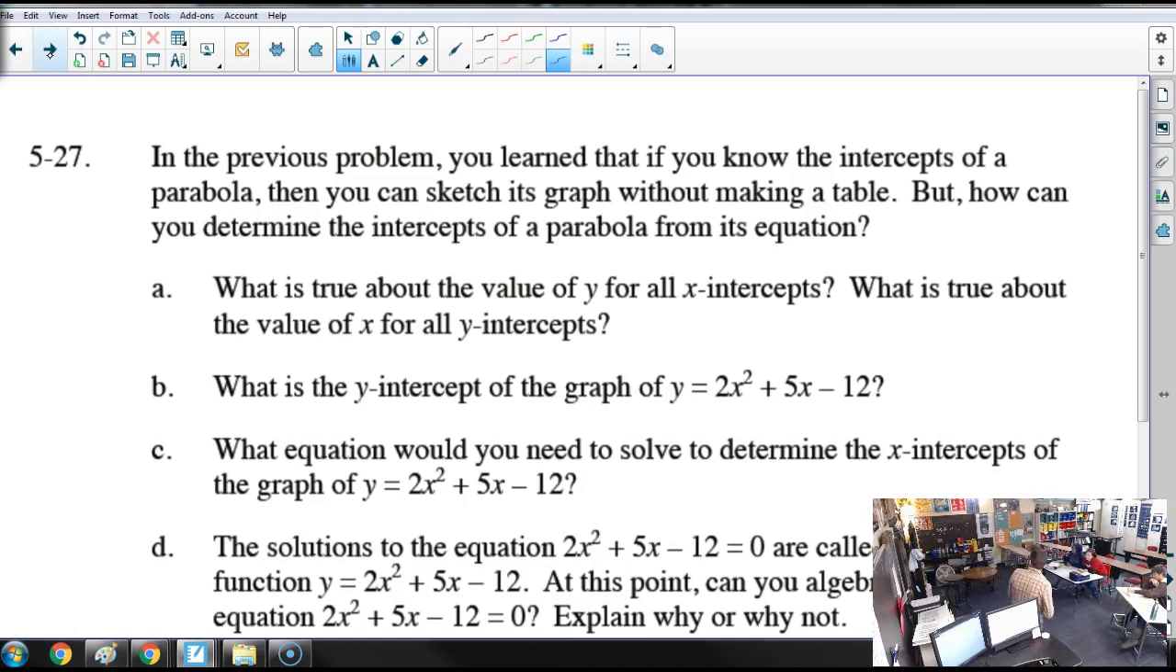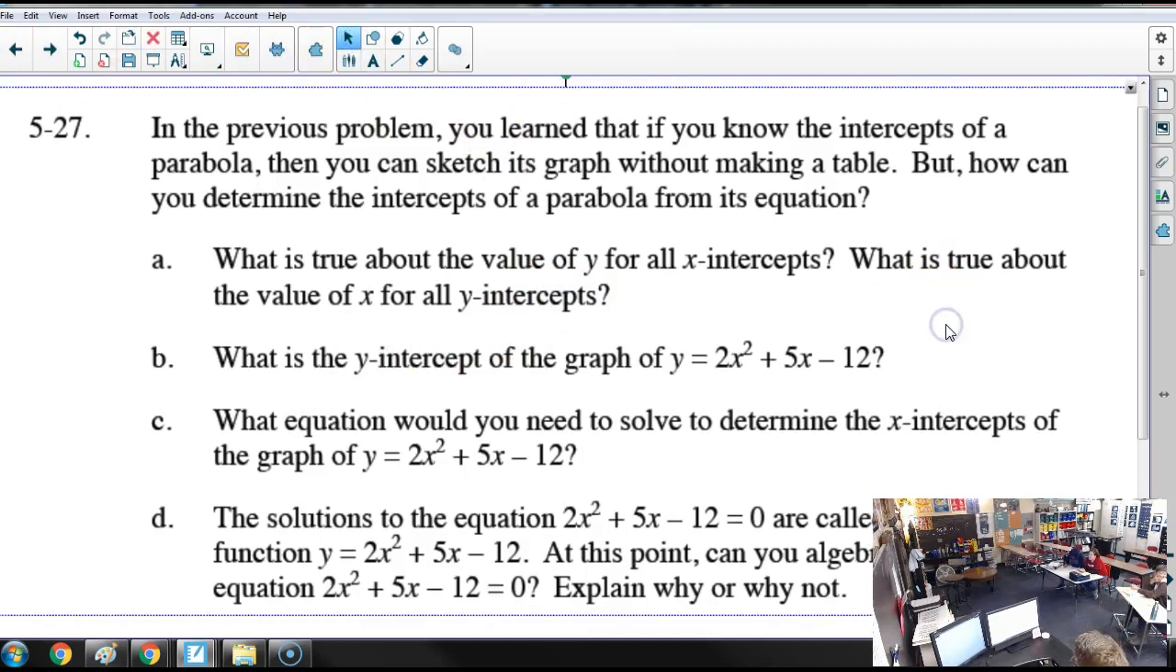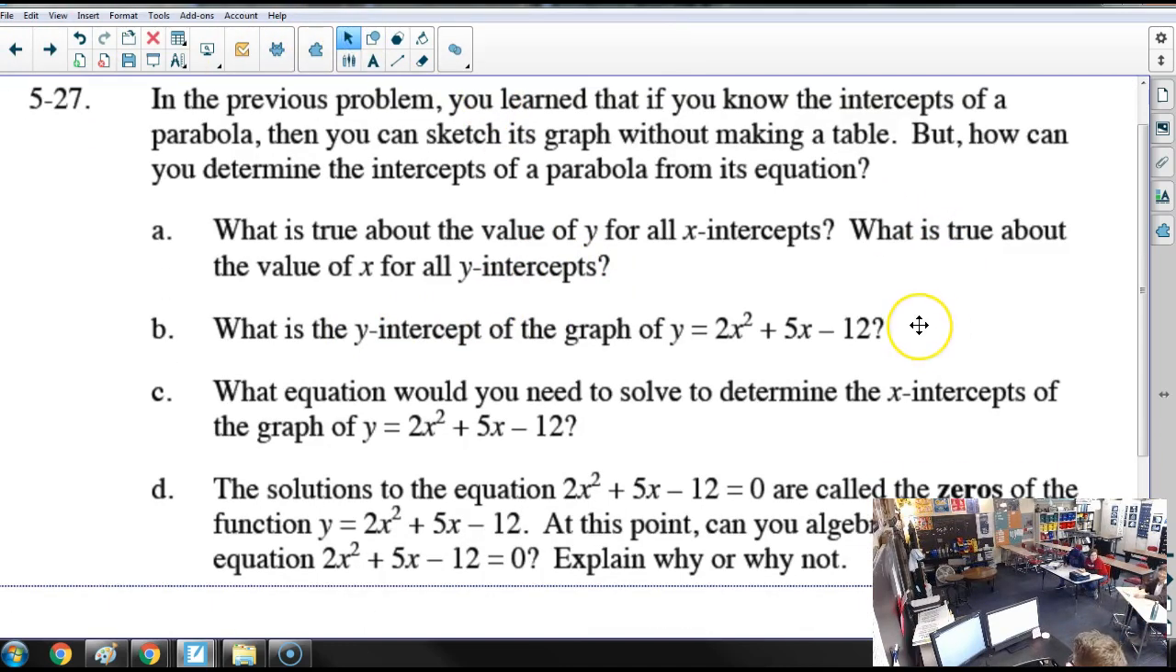In our previous problem, we learned that if we know the intercept of a parabola, we can sketch its graph without necessarily making a table. That table we made was pointless. Are you serious? Well, it had a few points in it, but yeah, it was pointless. Oh my god. It had points, so it wasn't pointless. Have them pointed out. Oh, hey. I just made another one.